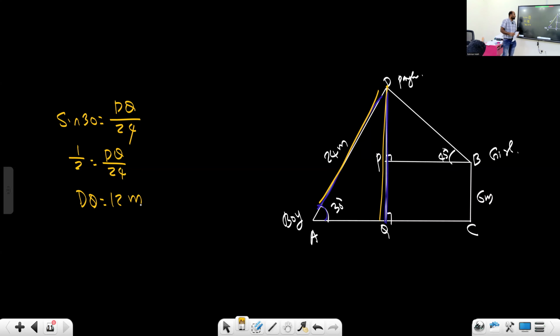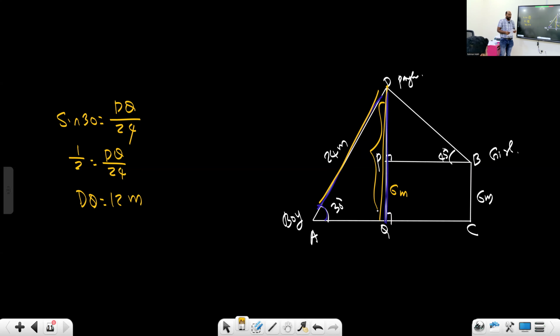So 12 meter is the height of the paraglider from the ground. Next, they are asking PD. How much will this be? 6 meter. So, just now you got 12, is it? Therefore, second answer, PD equal to 12 minus 6, how many meters? 6 meter. That also we got.